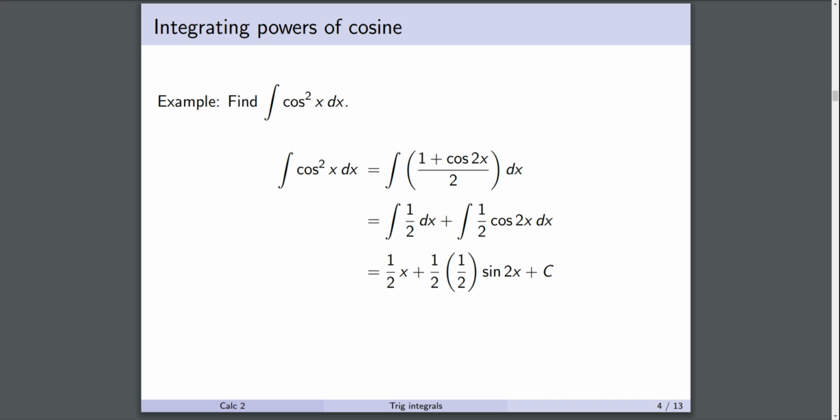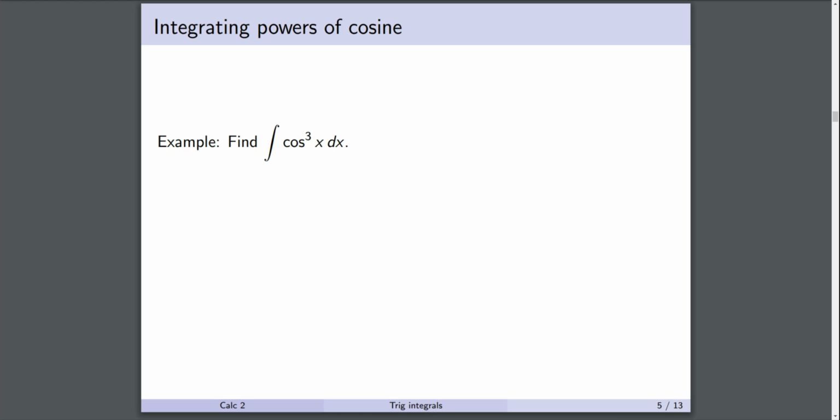Just be careful, cosine 2x gives you that extra factor of 1/2 when you integrate it. And then I simplified, and so that's my final answer. Our integral is 1/2 x plus 1/4 sine of 2x plus c. That's how we handle a power of cosine when the power is even.